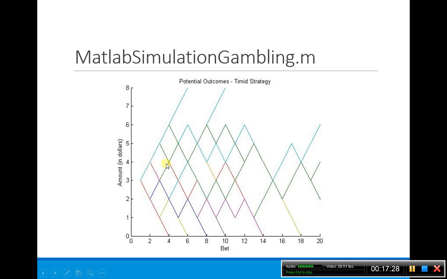down to 3, here up to 4, up to 5, up to 6, down to 5, up to 6, up to 7, up to 8. So different possibilities. Or I could do this pink line here where I go up to 4, and then I go down, down, down, up, down, up, down, up, down, up, down, down. So here, after 14 bets, I probably have gotten somewhere.